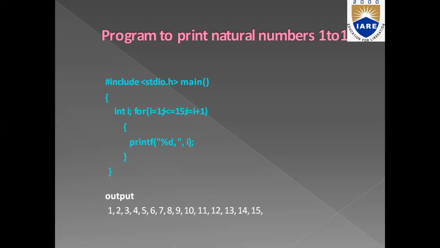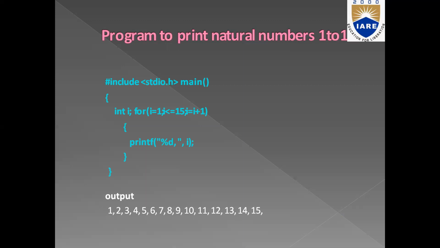Now we'll see how it works. First it goes to the for loop, with i initially equal to 1. Then it checks the condition: i is less than or equal to 15. What is i? 1. 1 is less than or equal to 15, it is true, so it enters the loop. After entering the loop, it prints the i value. What is the i value? 1.